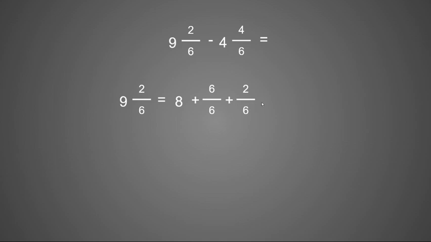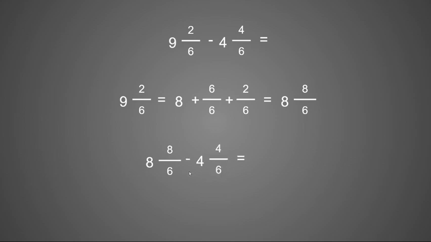So 9 and 2/6 is now going to be regrouped into 8 and 8/6. Again, remember I told you, you could take 1 away from our whole number, 9, to give us 8, and then add our numerator and denominator together to get a new numerator, which would be 8. Now I'm going to take 8 and 8/6, and I'm going to subtract 4 and 4/6.